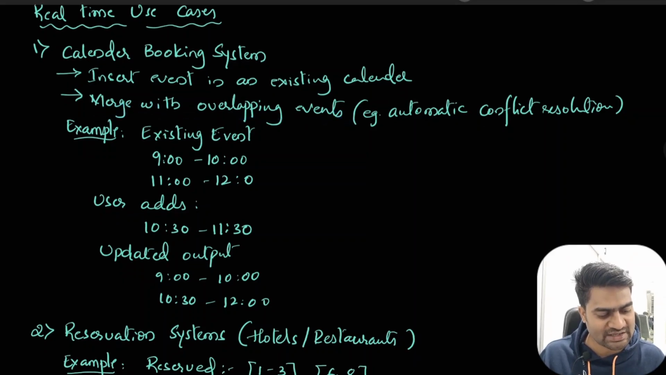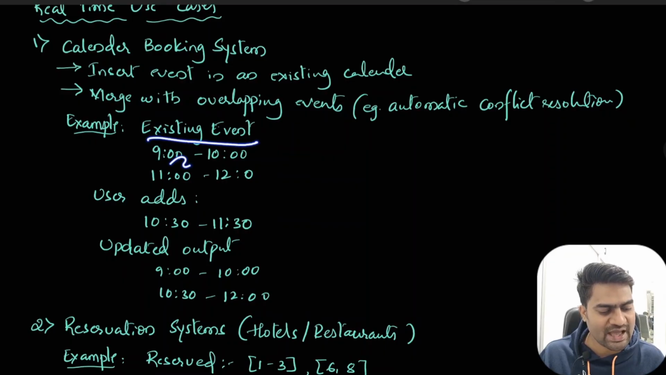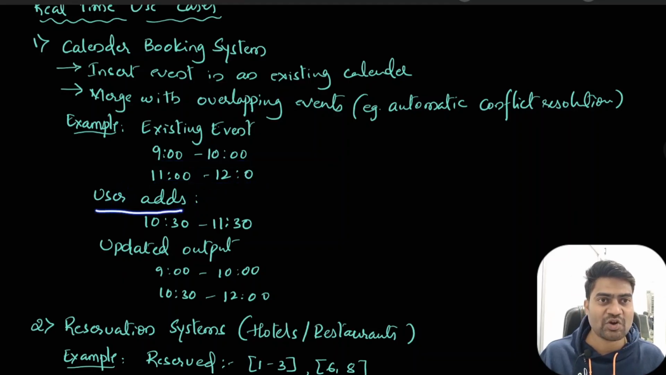Okay, so let us see what that is. Assume we already have existing created events, which are from 9 to 10 and 11 to 12. So this is our current calendar. Then the user tries to modify something and tries to add something in between, 10:30 to 11:30.